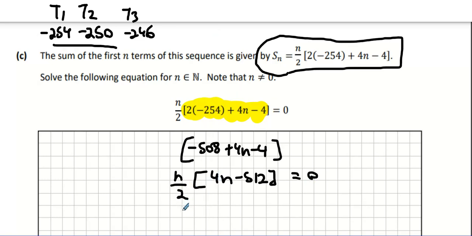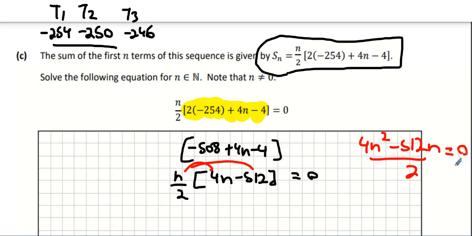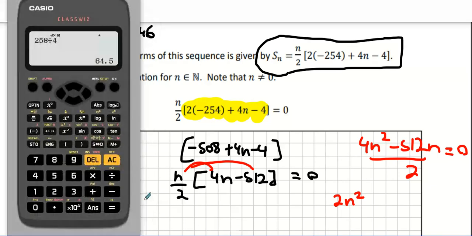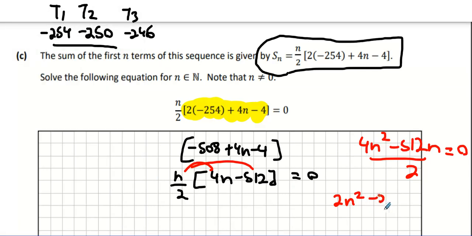Now I have the n over 2 on the outside. This means divide by 2 and multiply by n. So I can multiply by n and I get 4n squared minus 512n. However, I then can divide it all by 2. And I divide it by 2, I get 2n squared. And then 512 divided by 2 is 256n.